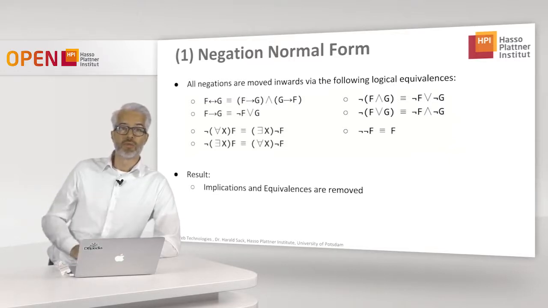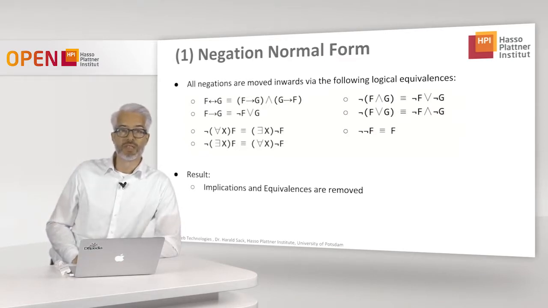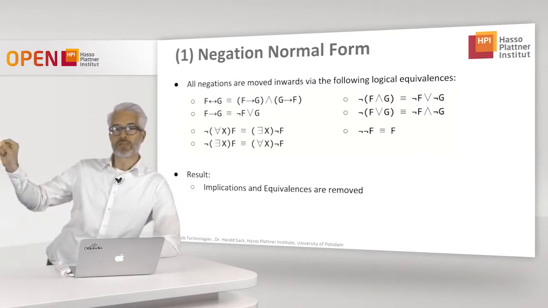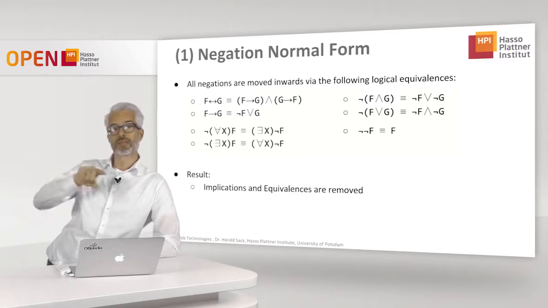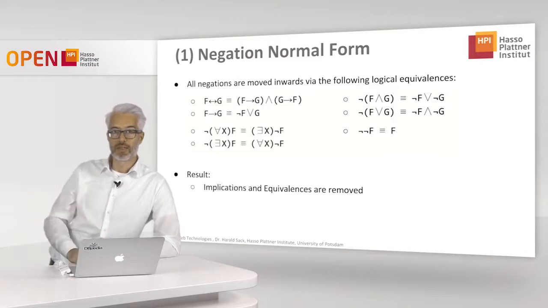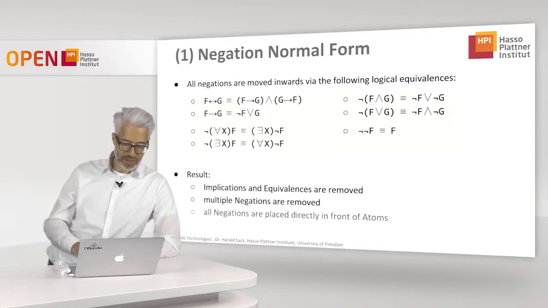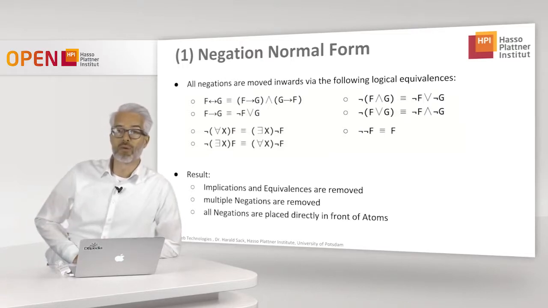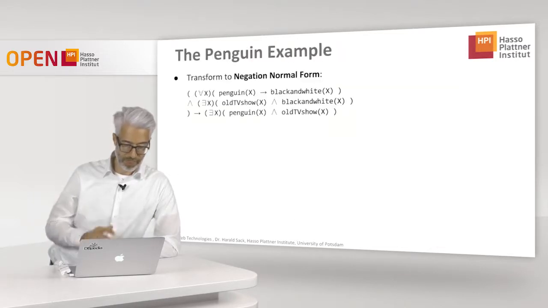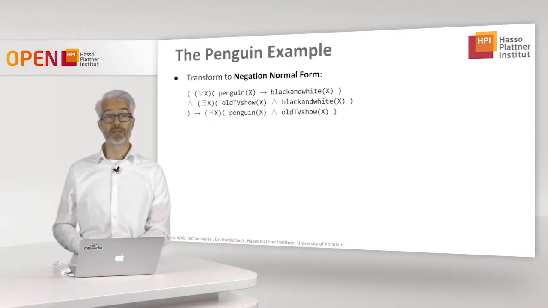And the lower ones are the negations of quantifiers. There you have to regard that when you put a negation in front of a quantifier into the expression bounded by the quantifier, then the quantifier changes its polarity. And of course, you also have De Morgan's laws and the law of double negation. With that, multiple negations are removed and all negations are placed directly in front of atoms. Then you have achieved a negation normal form. We can apply this to our already known penguin example. So here you see the penguin example.